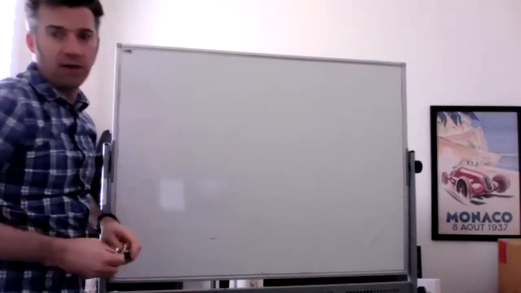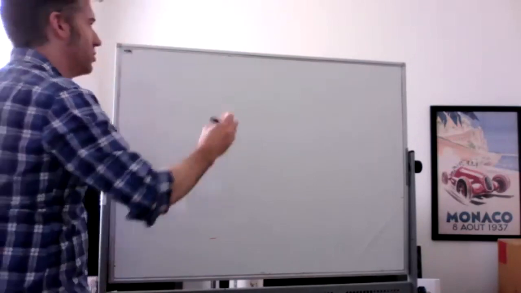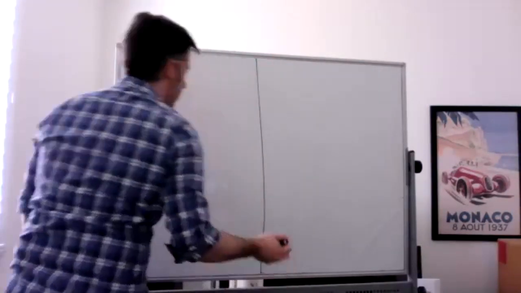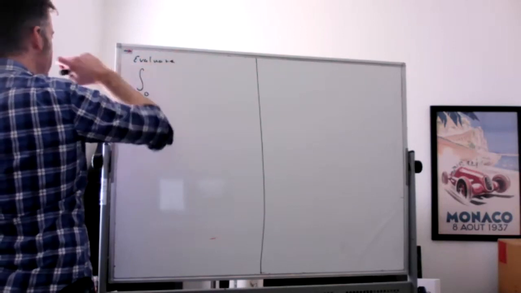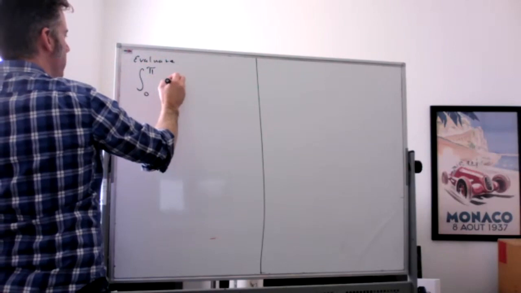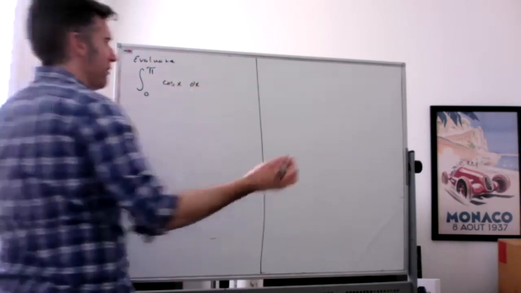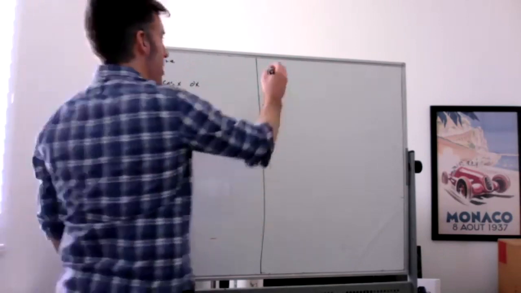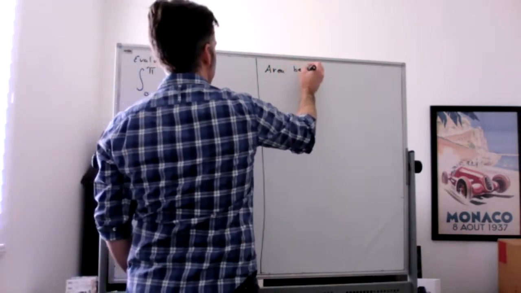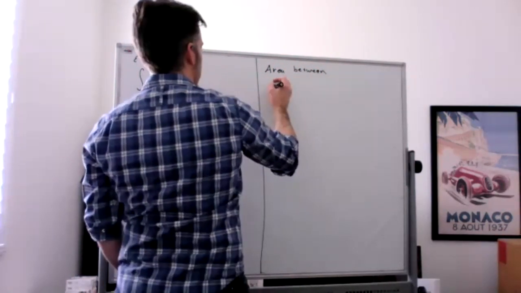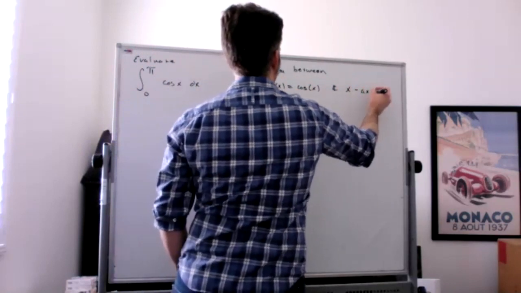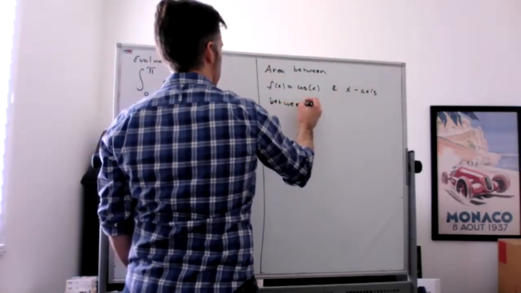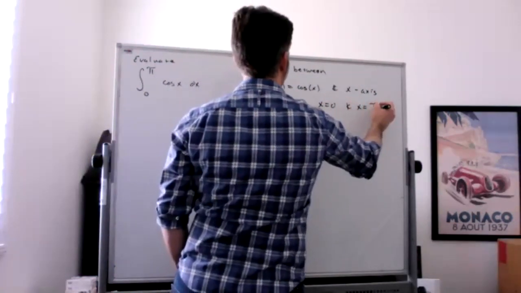What if I wanted to evaluate, say, I'm going to do two different questions. I want to evaluate this integral from 0 to pi of cosine of x dx. But then I also want to find the area between f of x equal to cosine of x and the x-axis between x equals 0 and x equals pi.